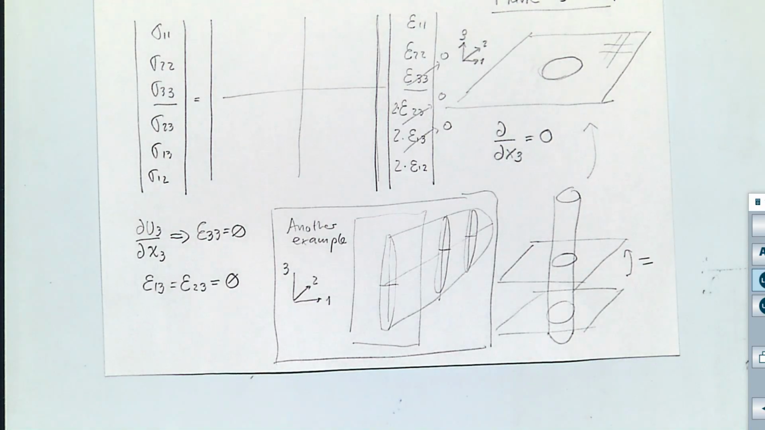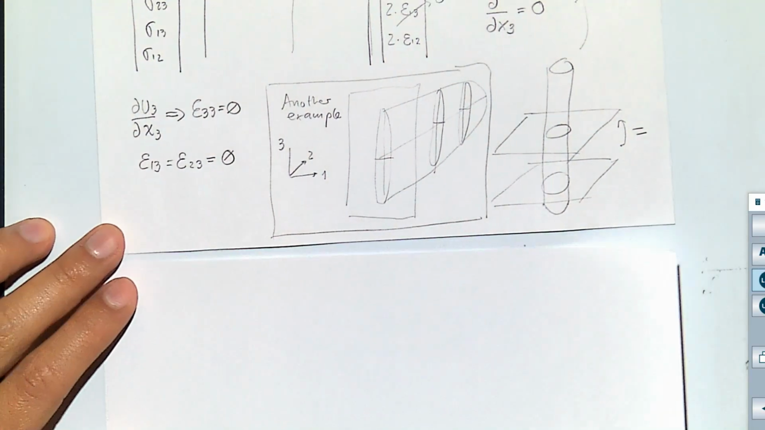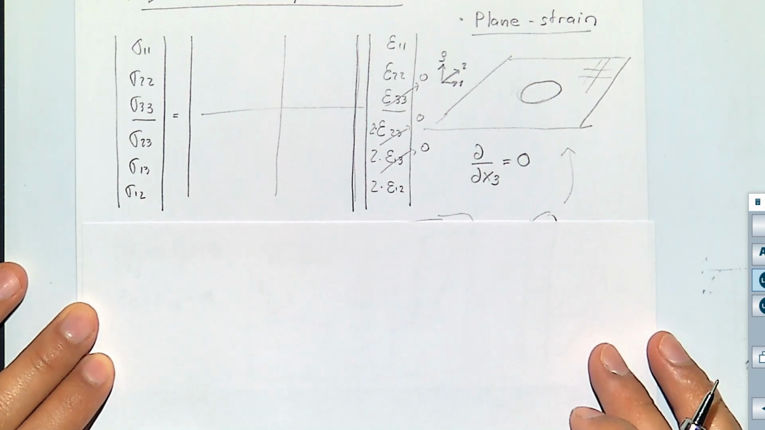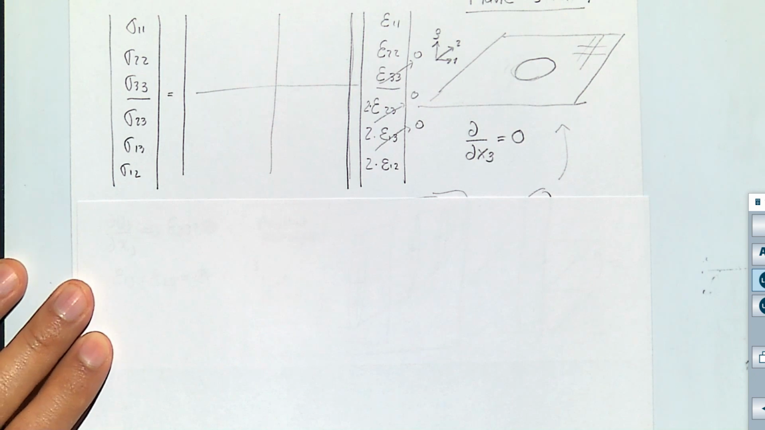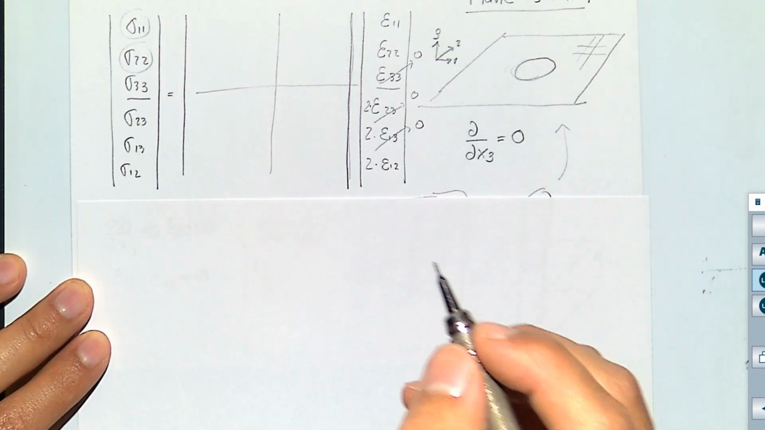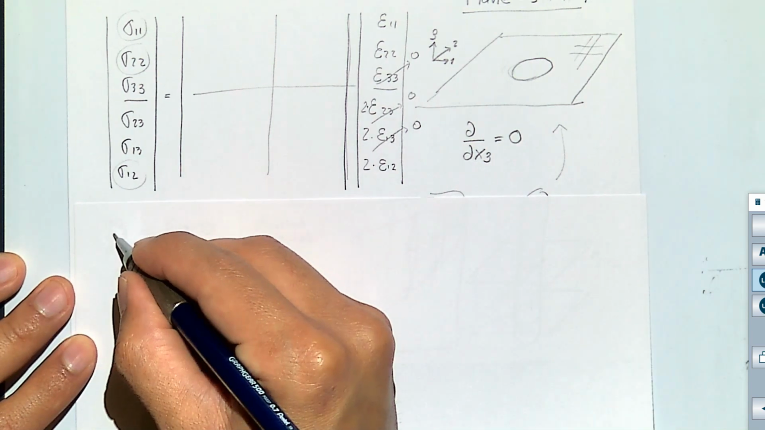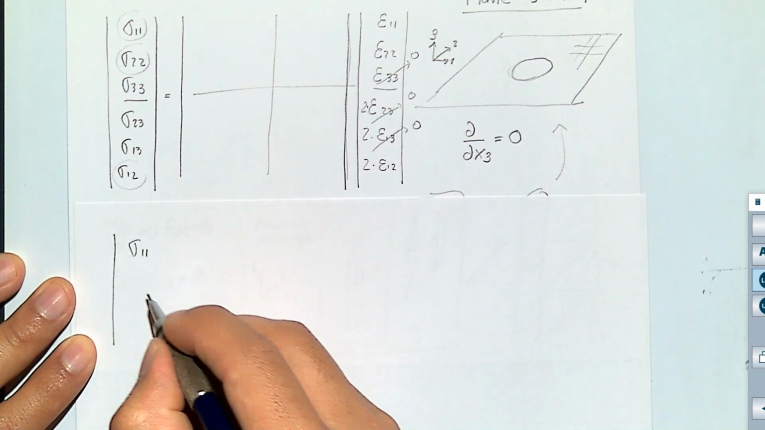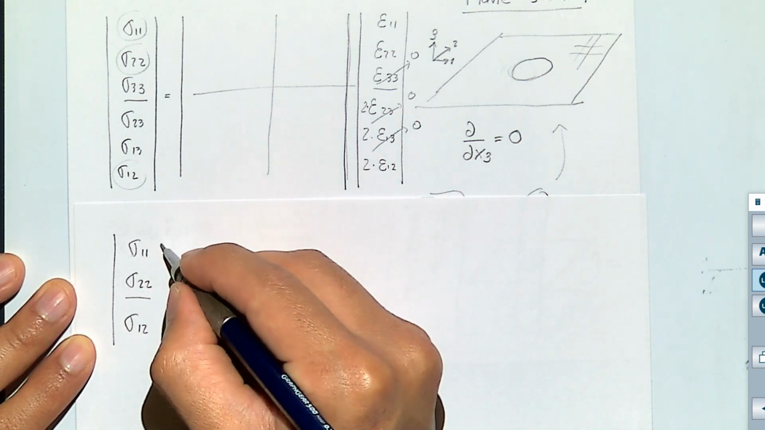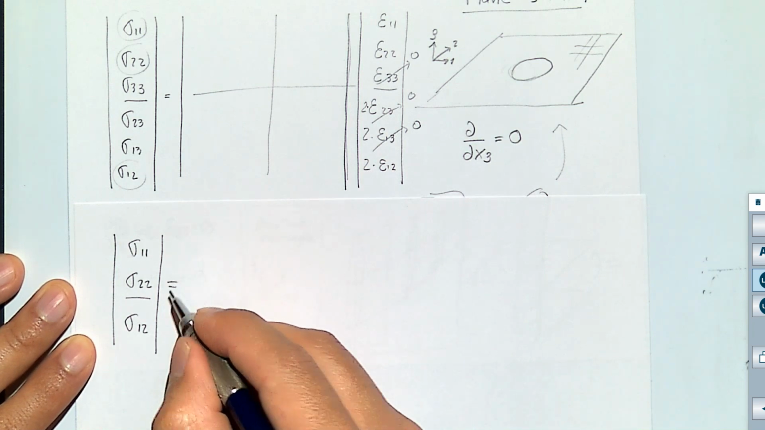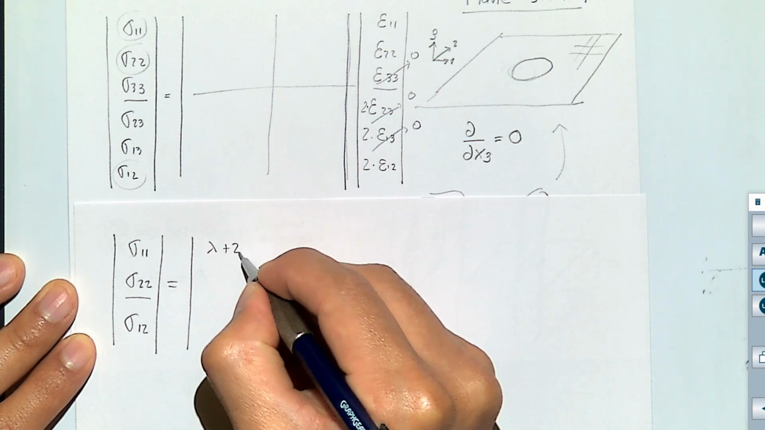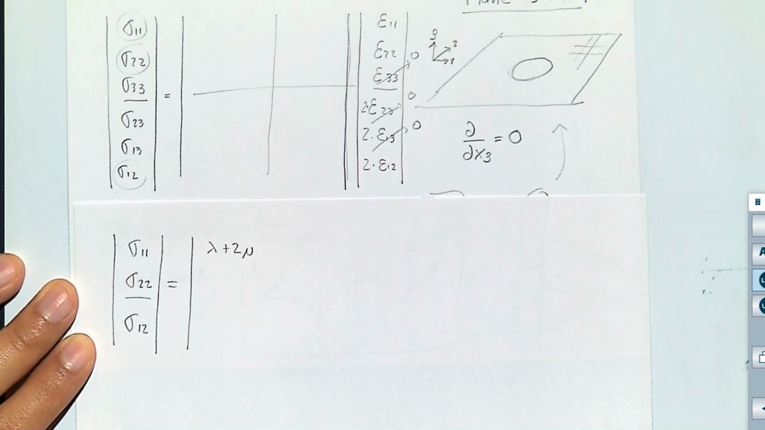And if I do that, now this matrix, now I'm just going to simplify to this one, to that one, and to this one. It's going to be sigma 1, 1, sigma 2, 2, just one shear stress to solve because the others are 0. And here the matrix is going to be lambda plus 2 times the shear modulus.